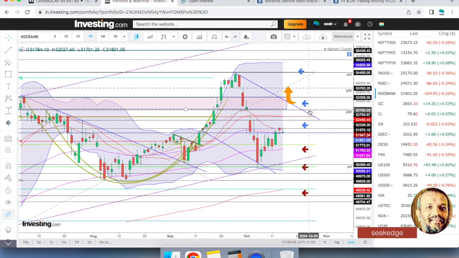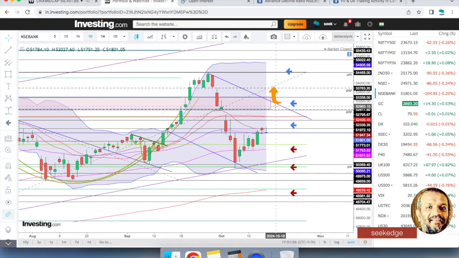Right. That's also where the neckline is coming very close, at 53,000, 52,350. That's the neckline of the cup pattern, so that would also act as a major resistance on the journey upwards.